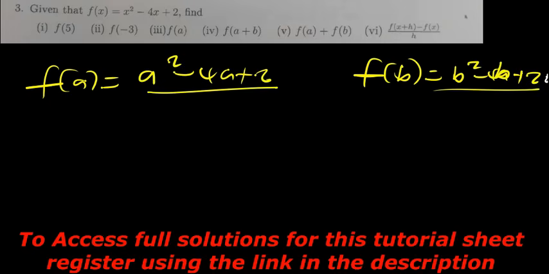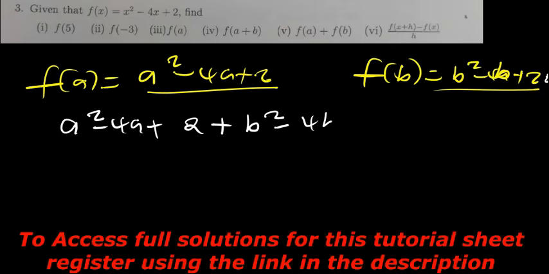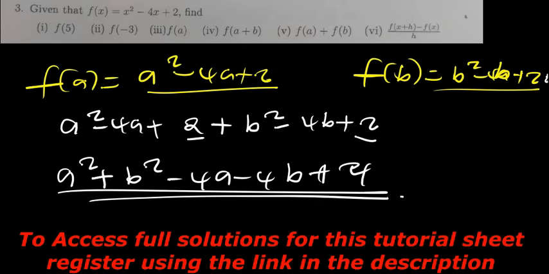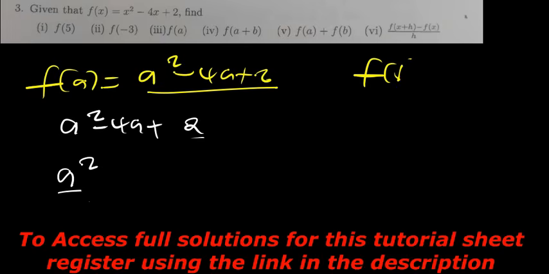So the final answer will be a squared minus 4a plus 2, then plus again b squared minus 4b plus 2. But these two constants can be added, it's going to give me 4. So it is a squared plus b squared minus 4a minus 4b then plus 4. That becomes my final answer. Nothing is complicated here. Maybe but the last one.